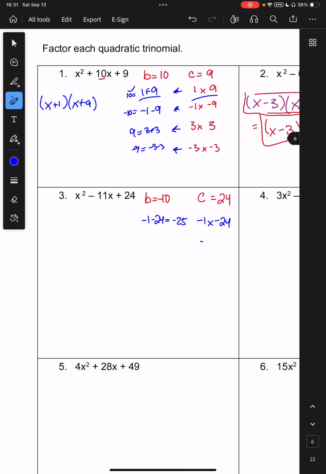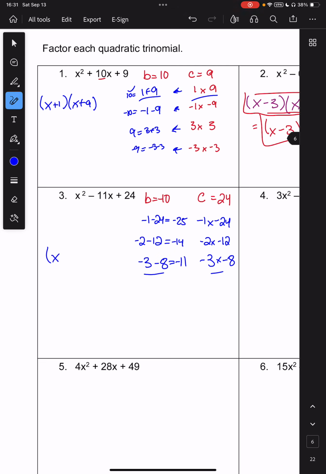Let's try negative 2 times negative 12. That multiplies to positive 24. But negative 2 minus 12, that gets to negative 14. We're getting closer to negative 11 though. Negative 3 times negative 8 becomes positive 24. Negative 3 minus 8, well, that equals negative 11. So we found our two values, negative 3 and negative 8.